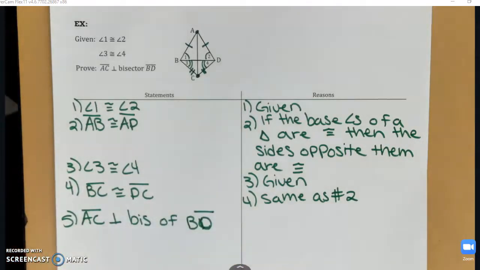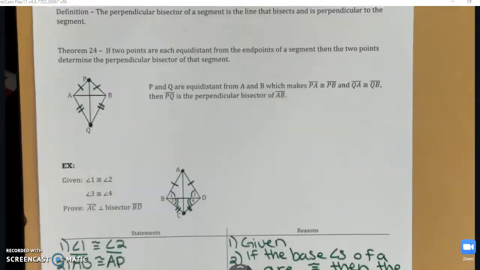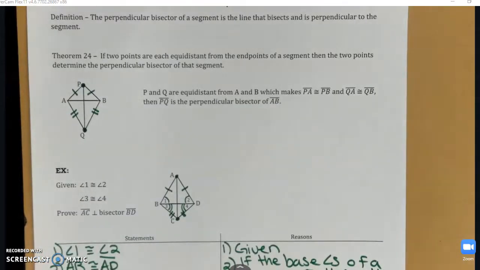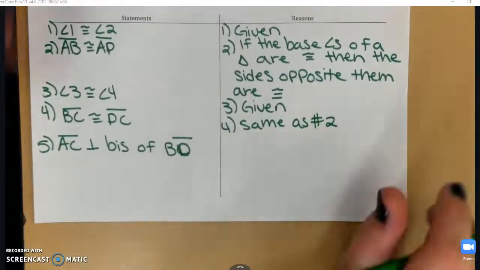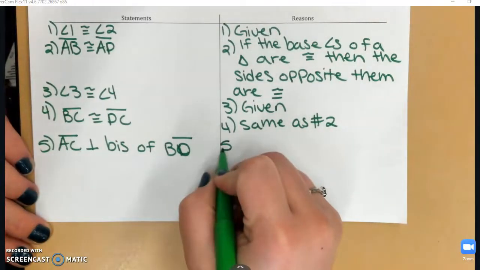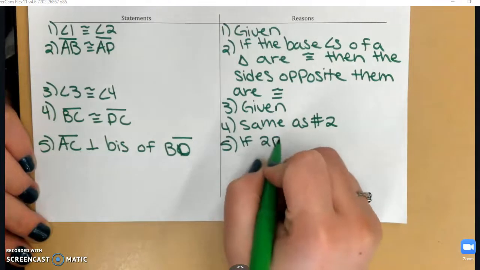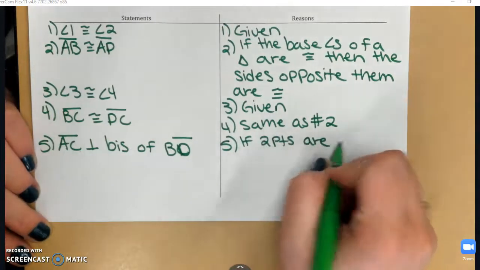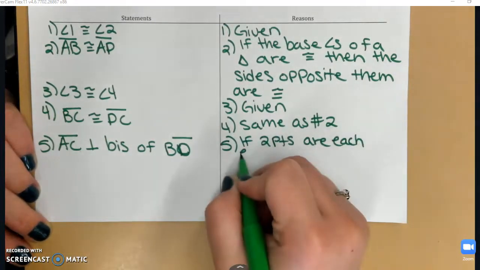and my reason is going to be theorem 24, and that is if 2 points are each equidistant from the endpoints of a segment, then the 2 points determine the perpendicular bisector of the segment. This entire if-then statement, theorem 24, is going to be my reason. So I'm going to take time to write that out for reason number 5. If 2 points are each equidistant.